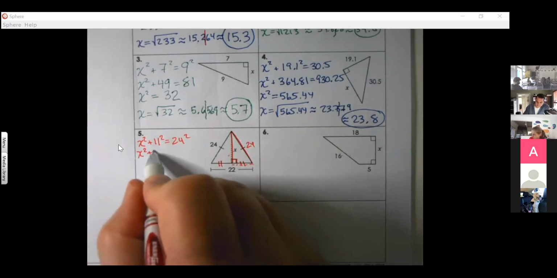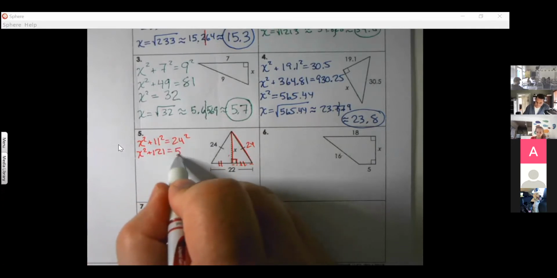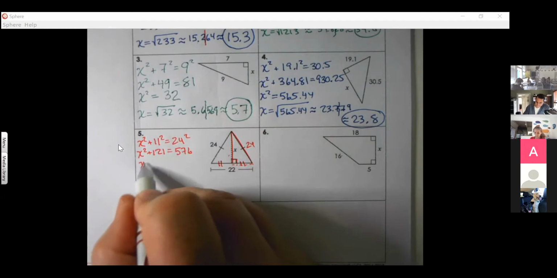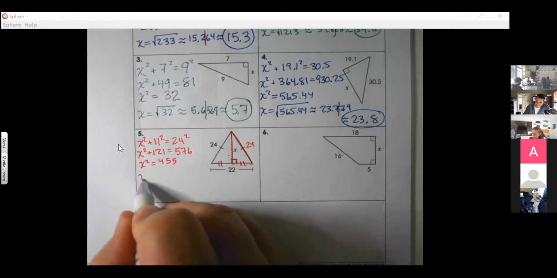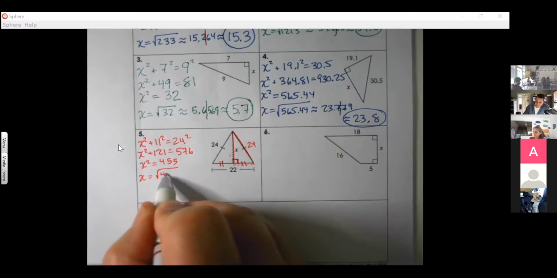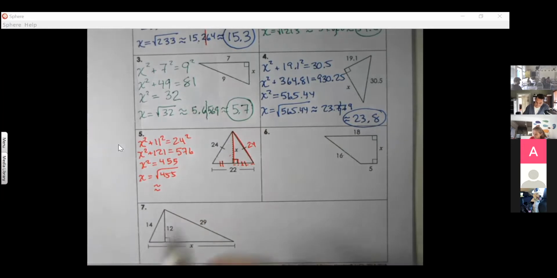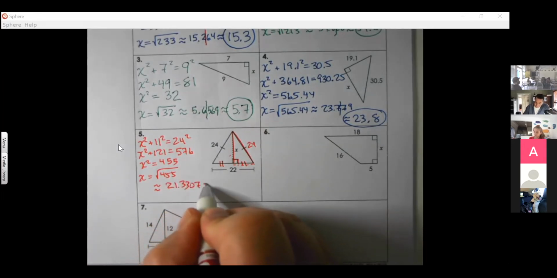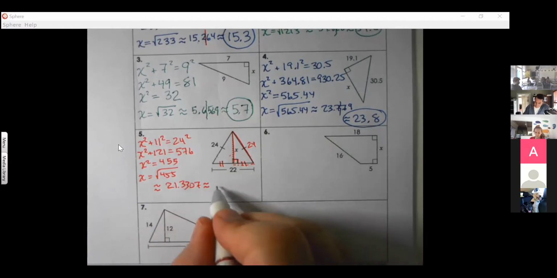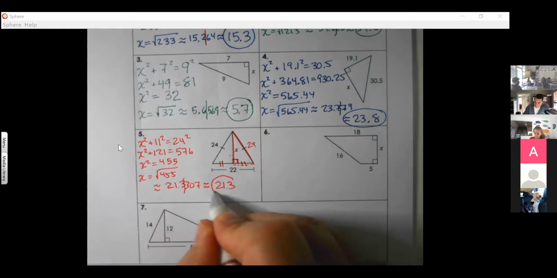So x squared plus 121 equals 576. X squared is equal to 455. So x is the square root of 455, which is approximately equal to 21.3307, which for our level of precision would be 21.3.